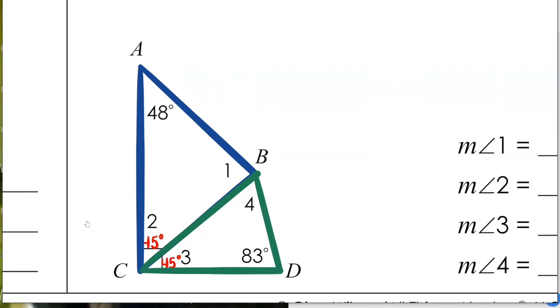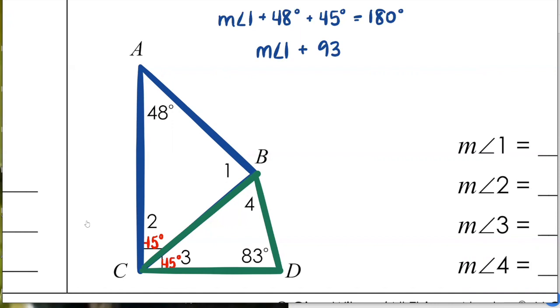The measure of angle 1 plus 48 plus 45 equals 180. How you write the thing on the left doesn't matter. Combine like terms, 48 plus 45. What do you know? 93. Equals 180. And then we're going to subtract 93 from both sides.